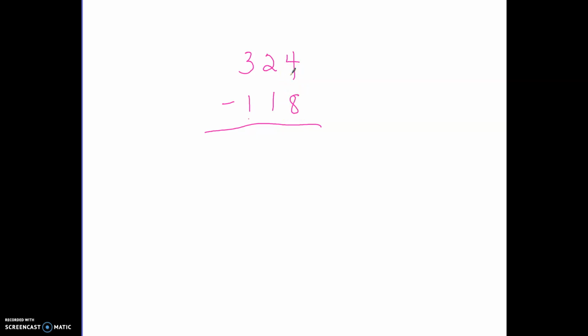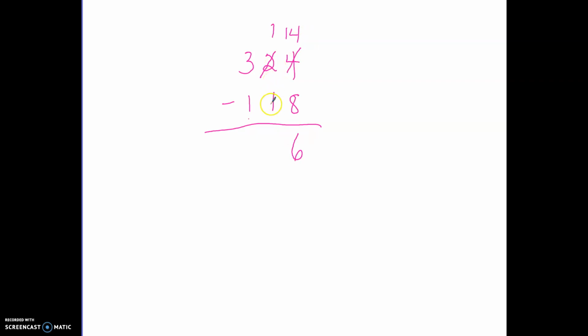So what do I have to do? I've got to trade. And I'm going to trade from the tens place. So I'm going to borrow a 10. I had 2. I'm going to borrow 1. That means I have 1 left. I'm going to trade the ones that are in that 10 because 10 ones make a 10. I'm going to trade those to the ones place. So I had 4 ones, and now I'm going to give it 10 more. So that's 14. Now can I do 14 minus 8? Yes, I can. It's 6.